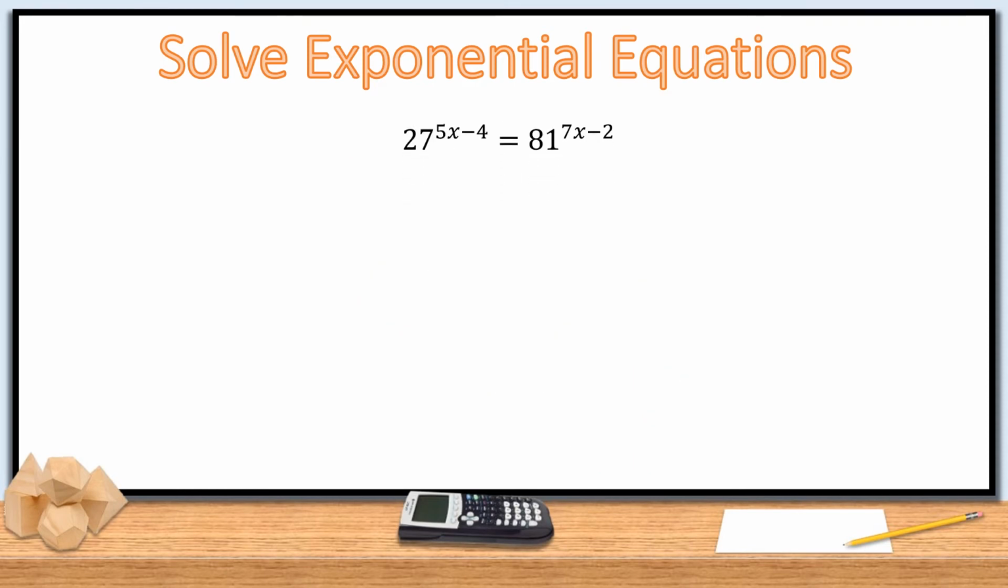All right, so this one. Now there isn't a common base. So we got 27, 5x minus 4 is the exponent, and 81. So now this is where you need to know your multiples. If you go down and break this down, they both are multiples of 3. So 27 is 3 to the power of 3. 81 is 3 to the power of 4.